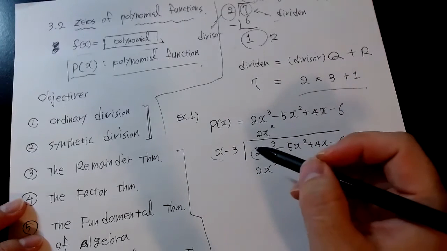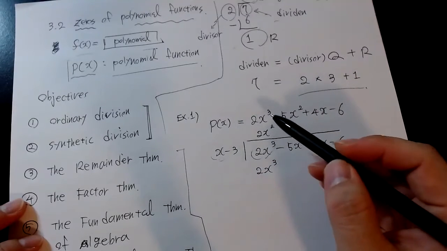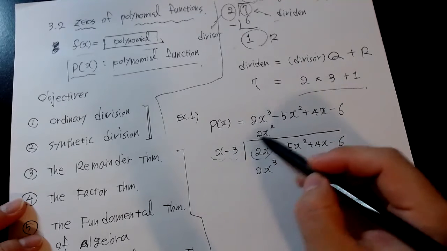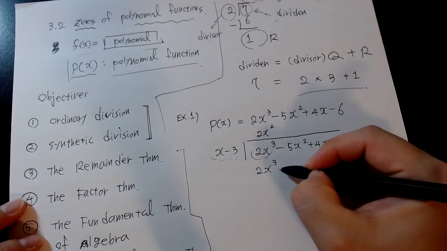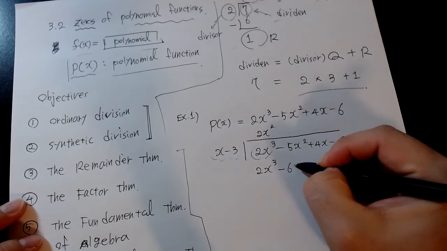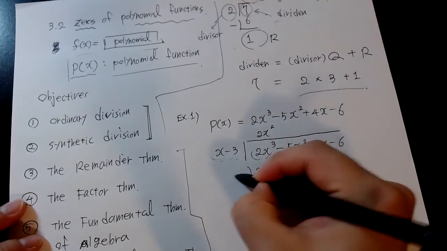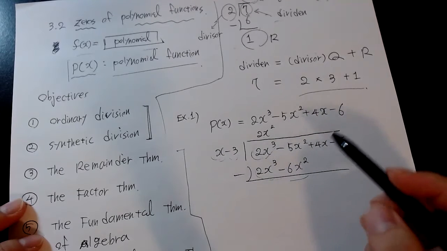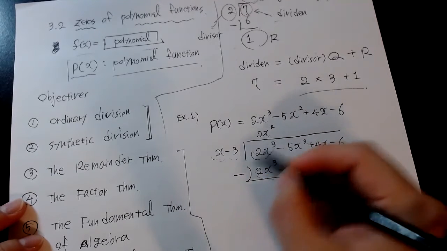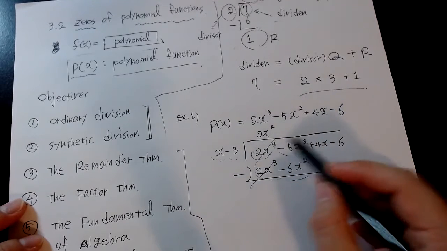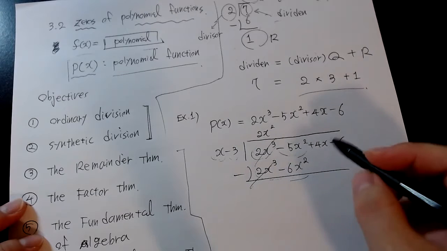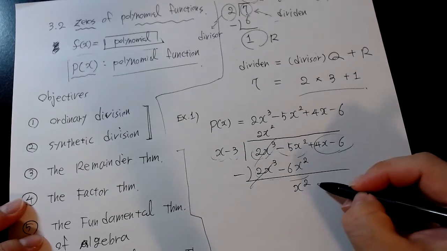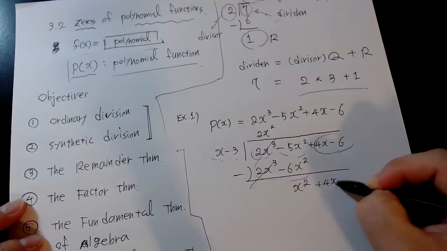And not only do we multiply the x by 2x squared, we also multiply negative 3 by 2x squared, which is negative 6x squared. Then we subtract that polynomial from this polynomial. So 2x cubed minus 2x cubed is gone, and negative 5x squared minus negative 6x squared is x squared. Then we copy down the 4x minus 6.